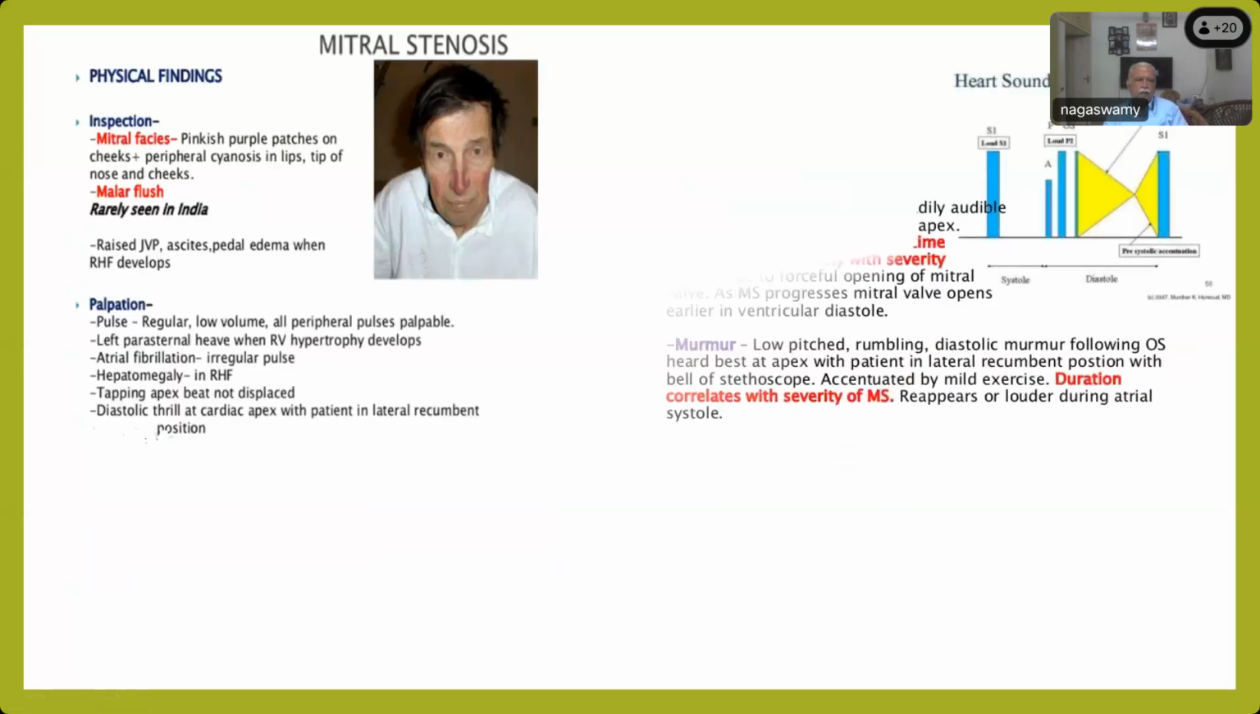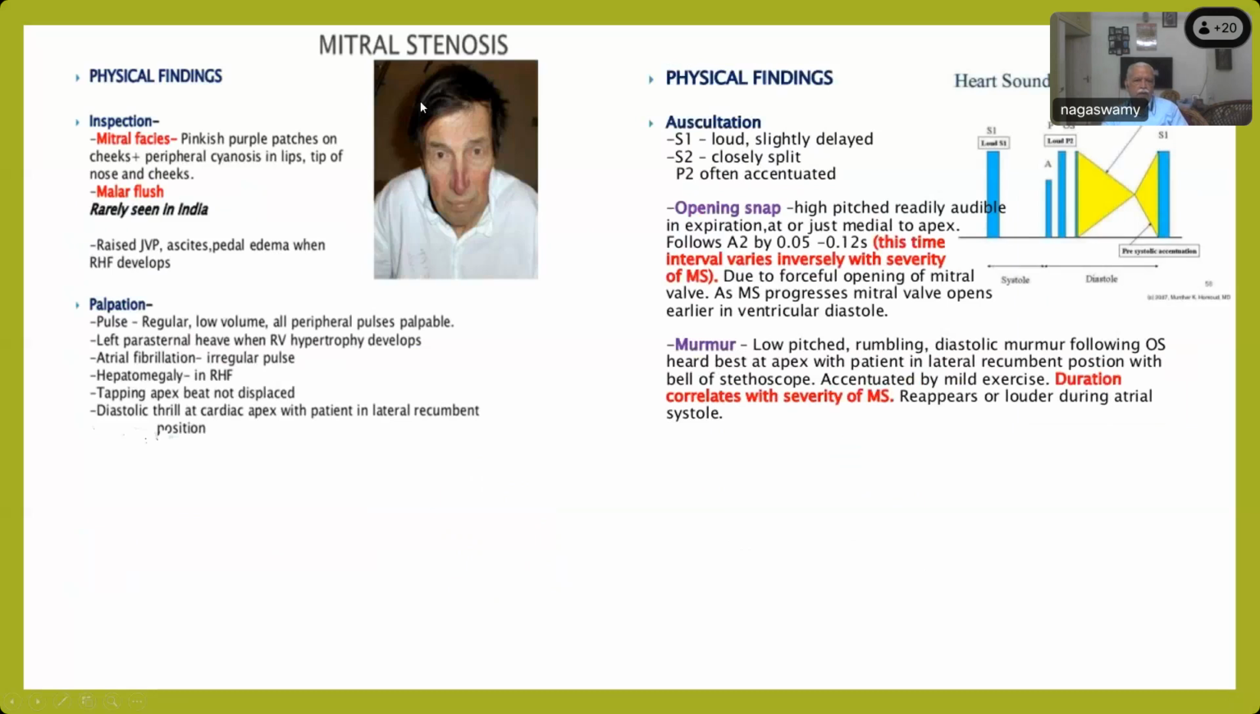And these are all the clinical findings you find with malar flush and all the faces, but not in our people with the darker skin. It is more common in the Westerners. And the pulse is regular, low volume, felt in all peripheral vessels. And left parasternal heave and RV hypertrophy they will develop.